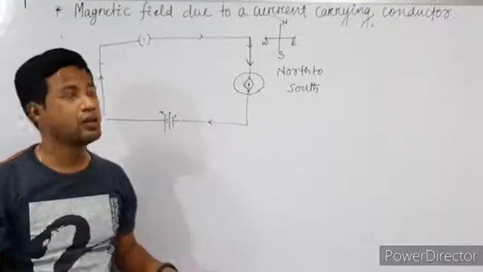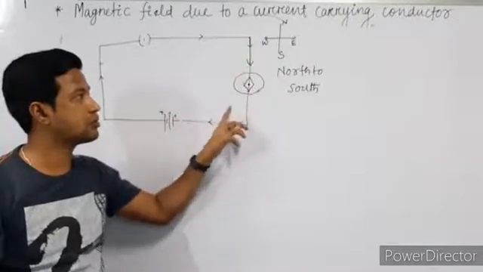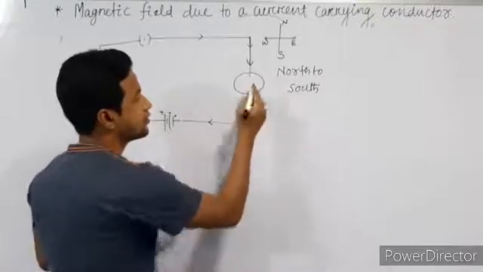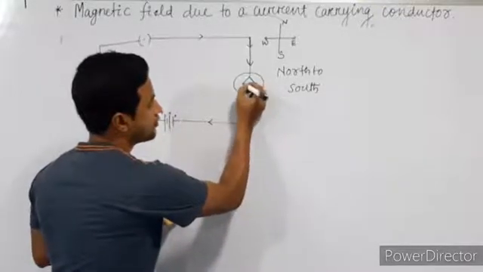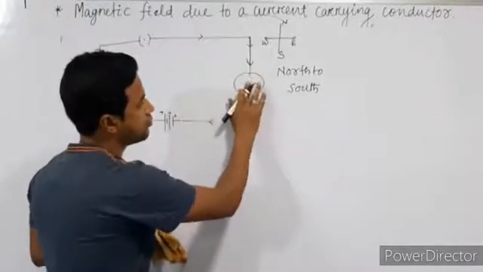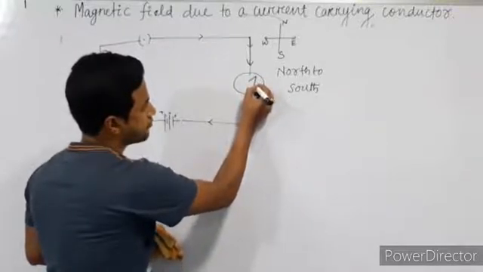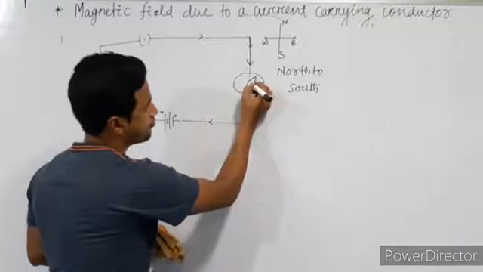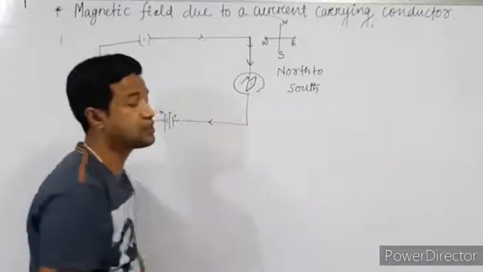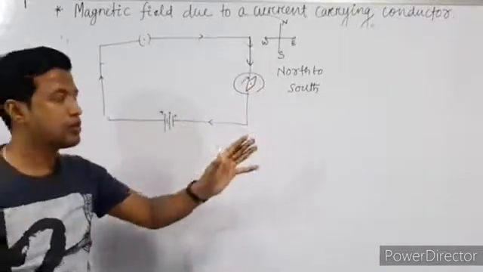So always remember, when the current is flowing from north to south, at that time the deflection will be towards the east. This is my normal position, but when the current is flowing, the position will be changed. It will be like this. Means the magnetic needle will change direction towards the east, where the current is flowing from north to south. So don't get confused with that.